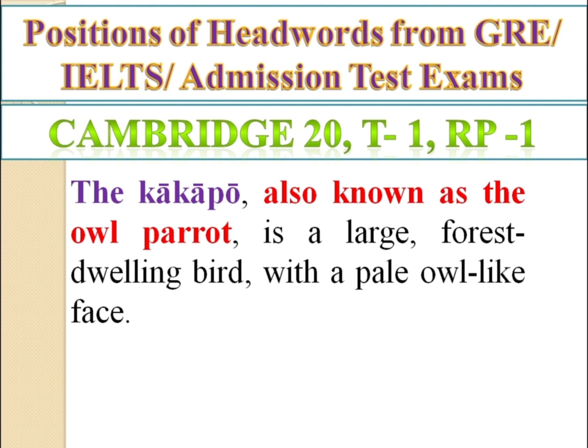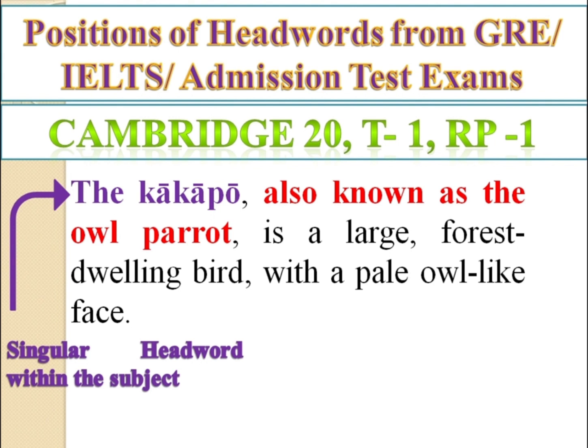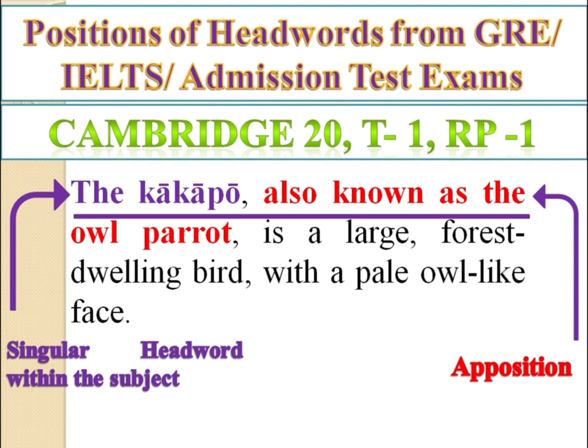Positions of headword from a GRE IELTS admission test exam, Cambridge 20, test 1, reading passage 1. The kakapo, also known as the owl parrot, is a large forest-dwelling bird with a pale owl-like face. You see the kakapo is the singular headword within the subject, and the apposition is also known as the owl parrot. And the complete subject is the kakapo, also known as the owl parrot.